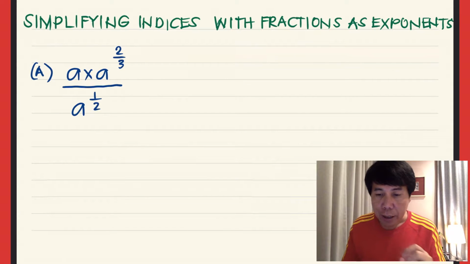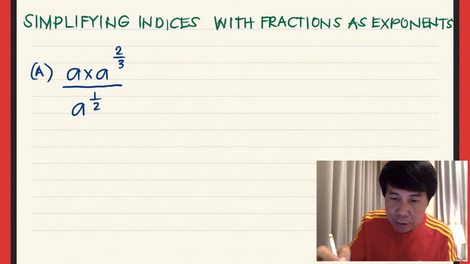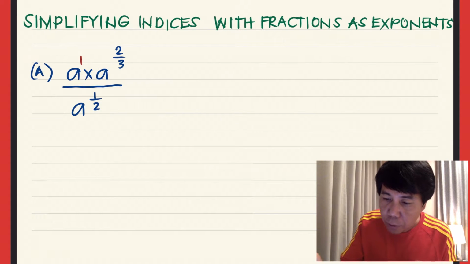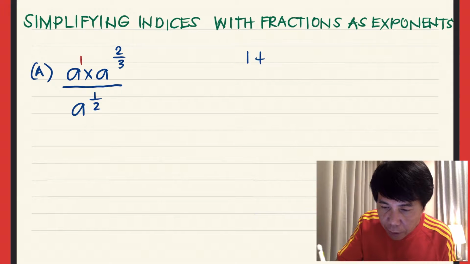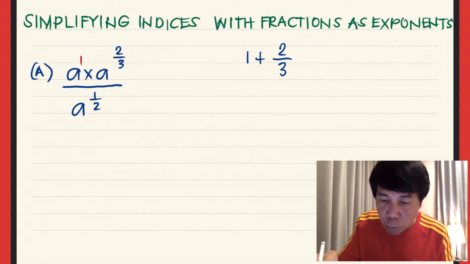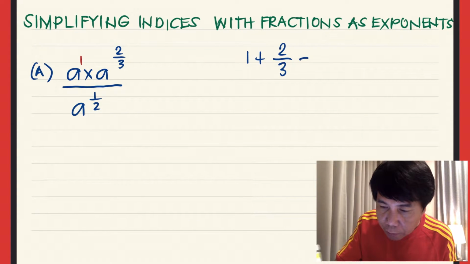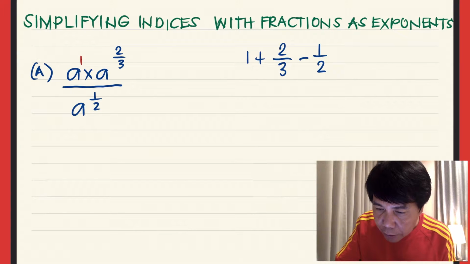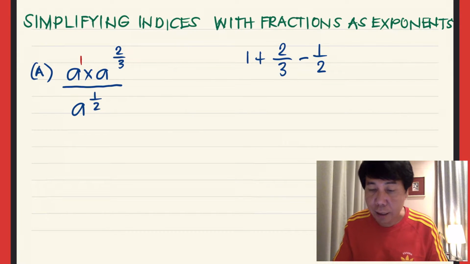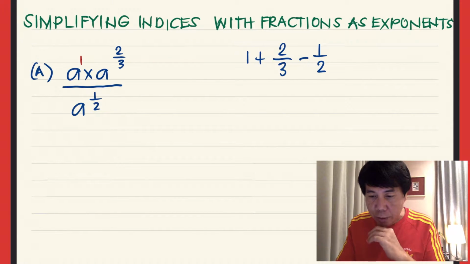If we look at a there, it is understood that it has an exponent of 1. So we will add the exponent 1 plus 2 over 3. And then since we divide by a raised to the power of 1/2, we subtract 1/2. That is the law of the exponents: we add and subtract the exponents.